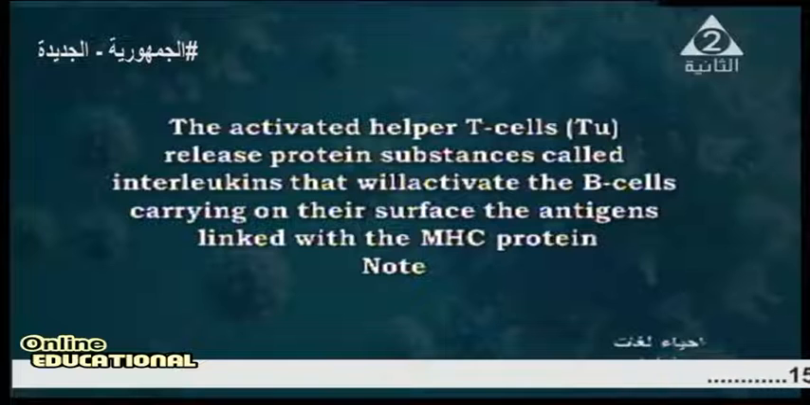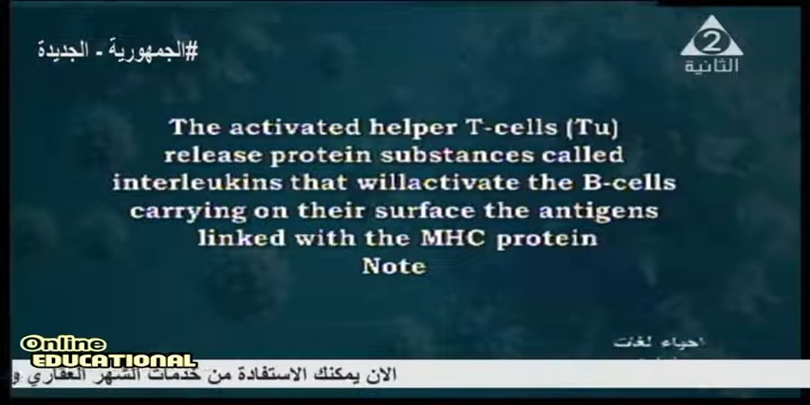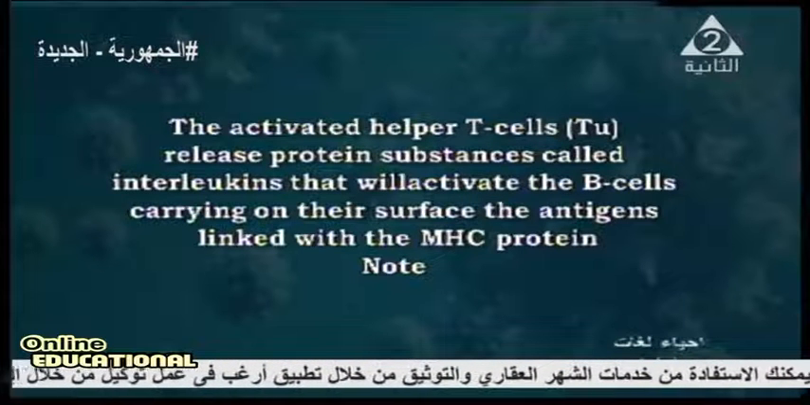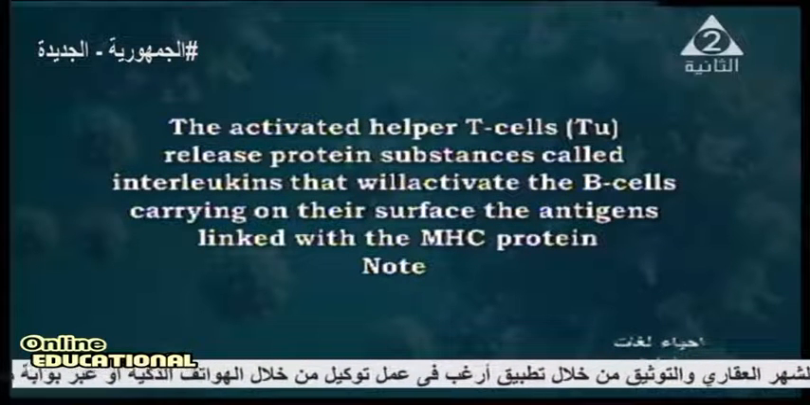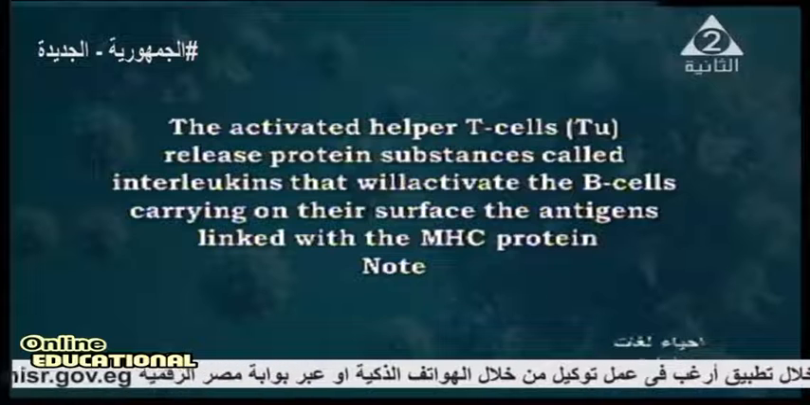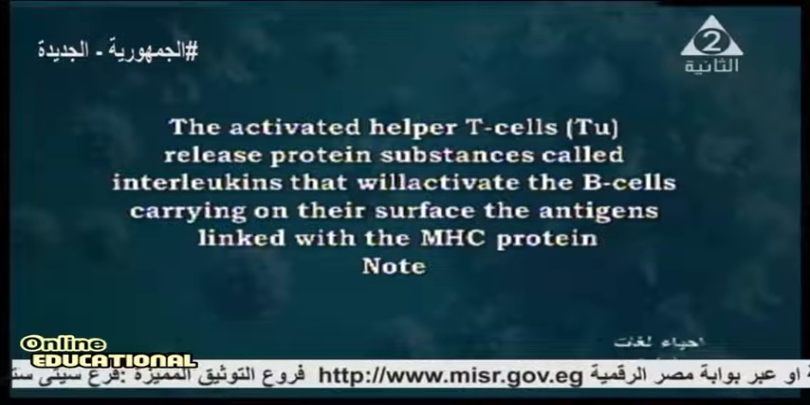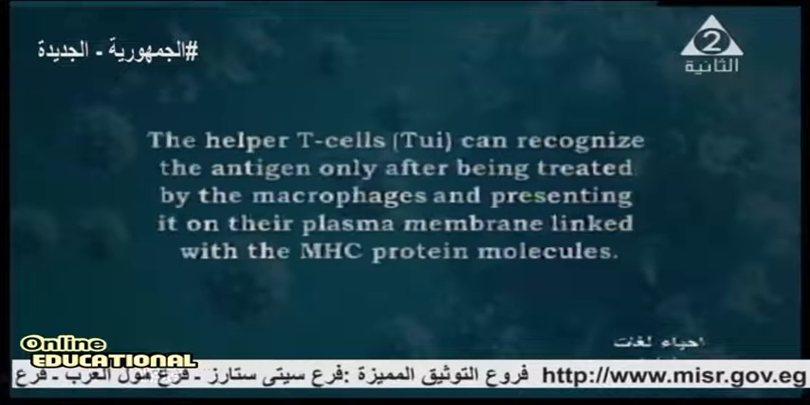MHC protein. After the activated helper cell becomes active, what happens? It produces a certain type of protein. This protein is known as interleukins. The interleukins activate the B cell to carry this protein outside the plasma membrane.